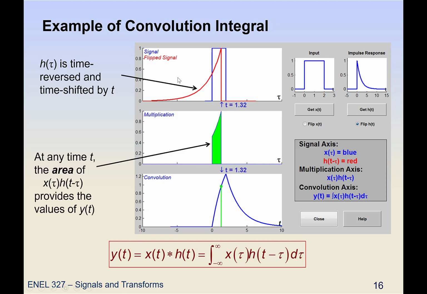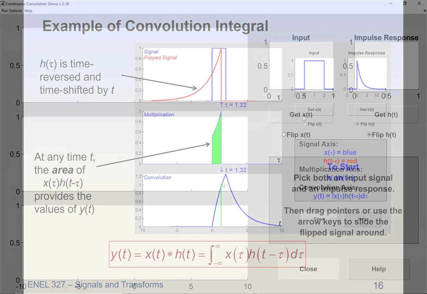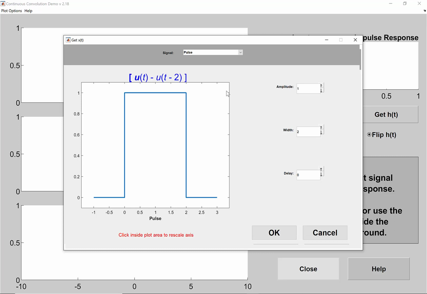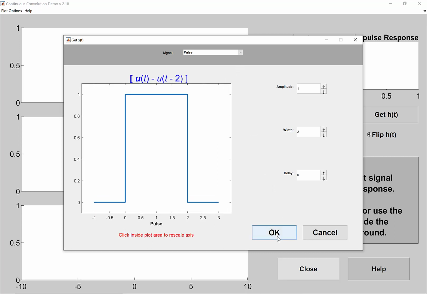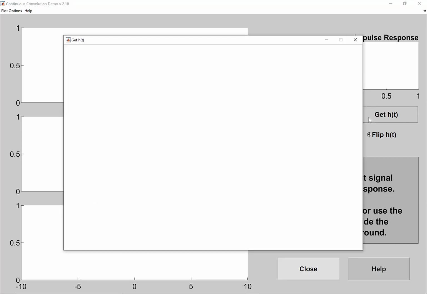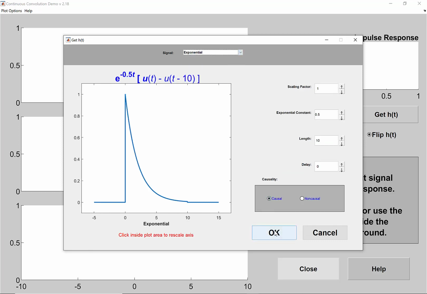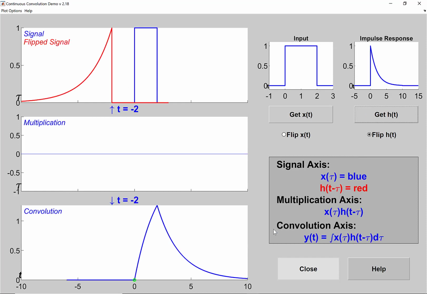Okay? So we have to imagine that this flipped signal is overlapped with x. We multiply them together to get this function. We're integrating it. That gives us some value, and that is the value of y at that value of t. Okay. So first, we're going to get some function for x, and let's just use a step function. And then we'll use that same exponential for h. So that's our impulse response.